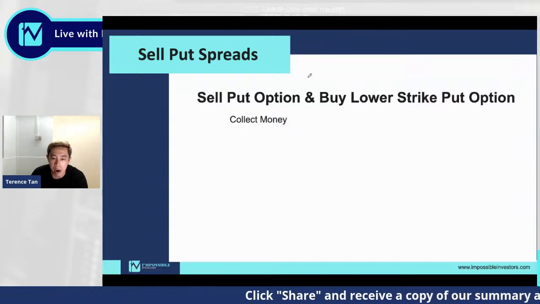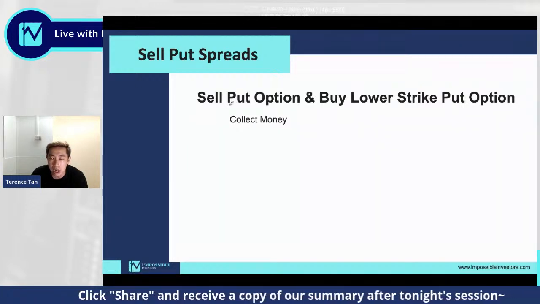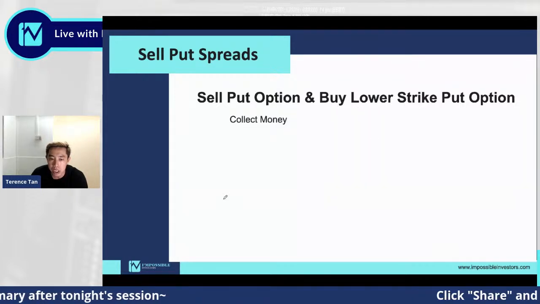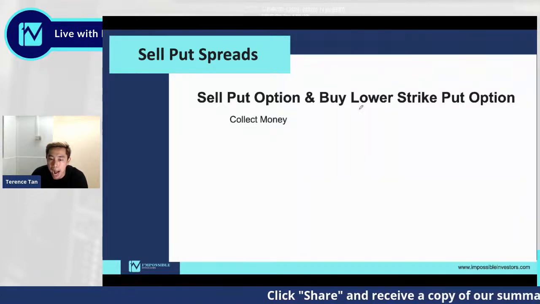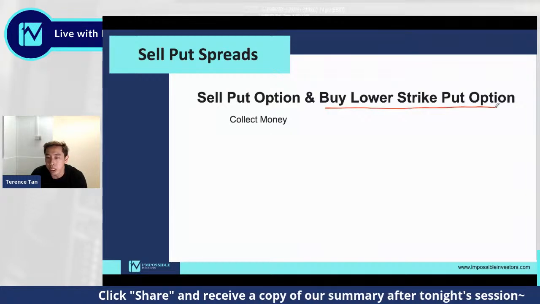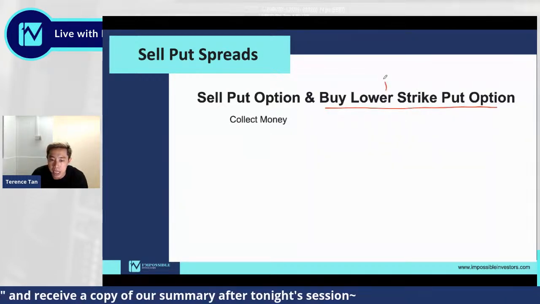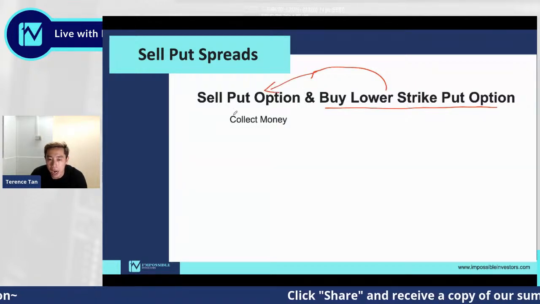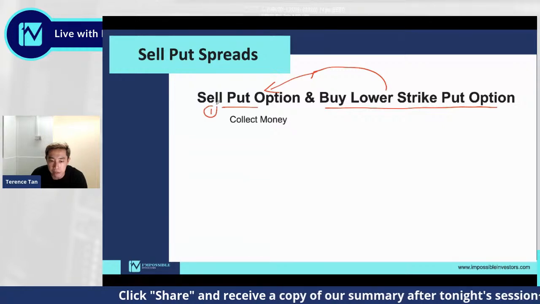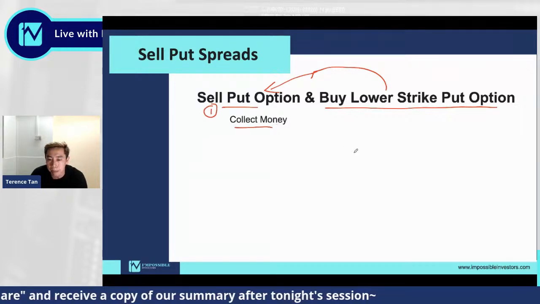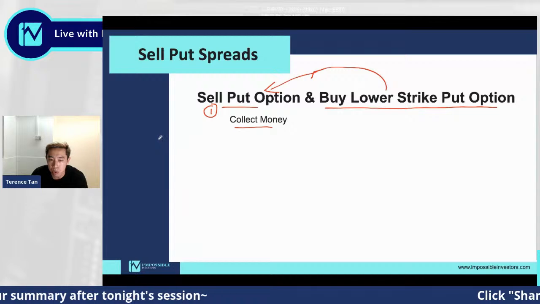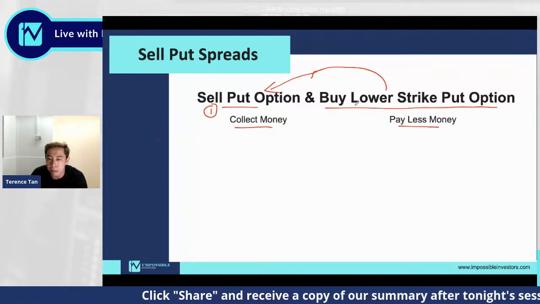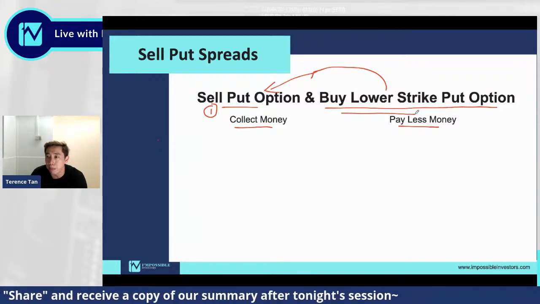what you're going to turn around and do today is, after selling the put option, you're also going to buy a lower strike put option. When I say a lower strike, I'm taking reference to the strike that you have sold over here. So you sell a put option as your first objective, you collect some money for that, and then after that you turn around and pay a lesser amount to buy a lower strike put option.